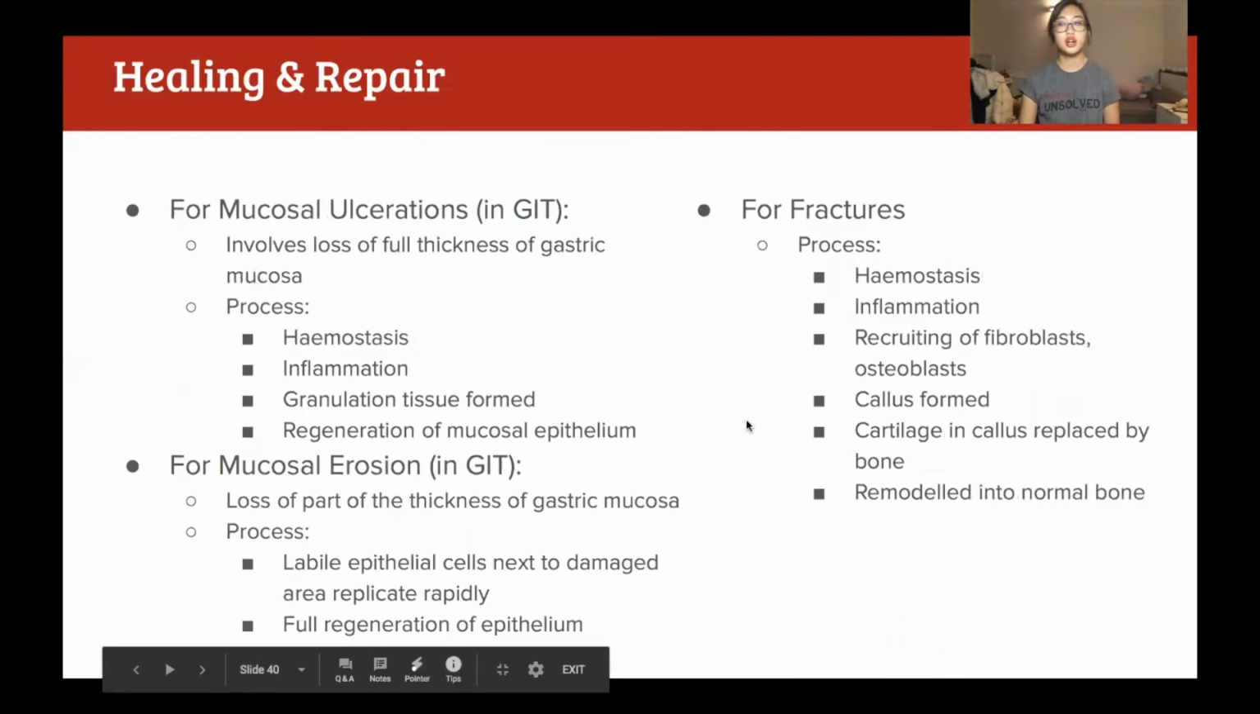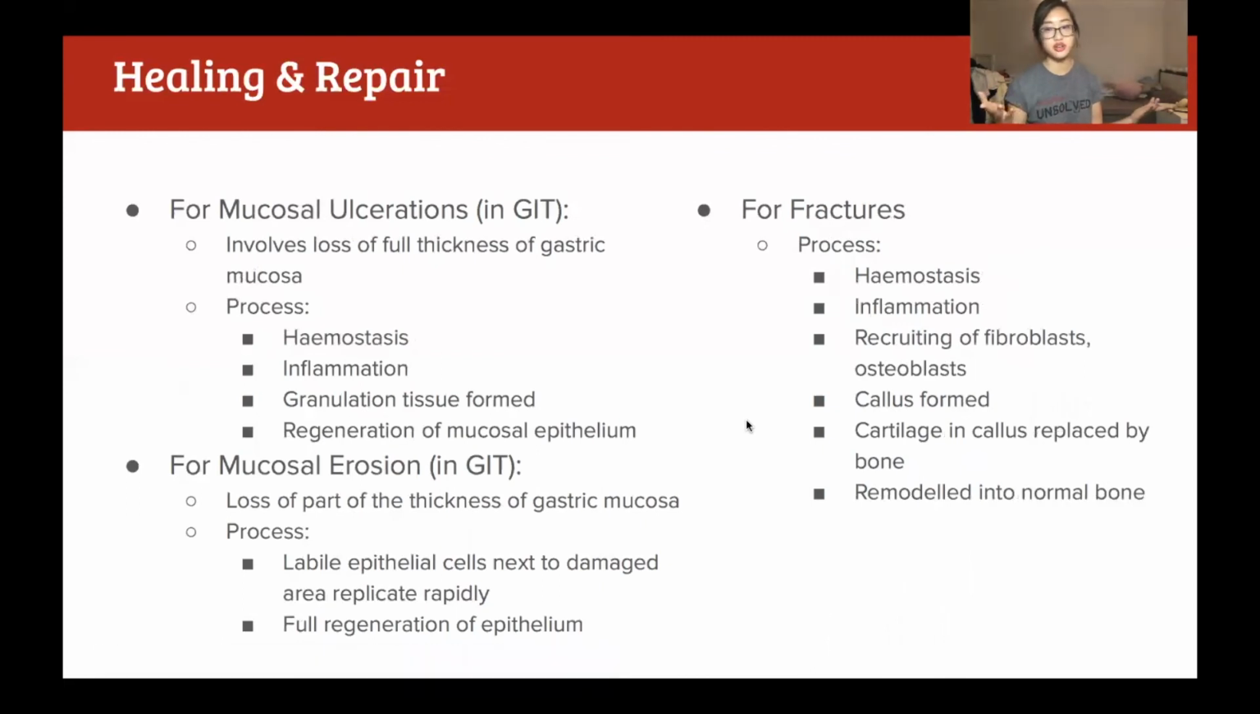Okay, so other kinds of injuries. What else can you think of? Well, especially for our second years, we did learn about peptic ulcers and gastric ulcers. So what are mucosal ulcerations in the gastrointestinal tract? Well, this involves the loss of full thickness of the gastric mucosa. So one thing to learn is that when you're describing injuries, it is useful to use the terms full thickness or partial thickness.